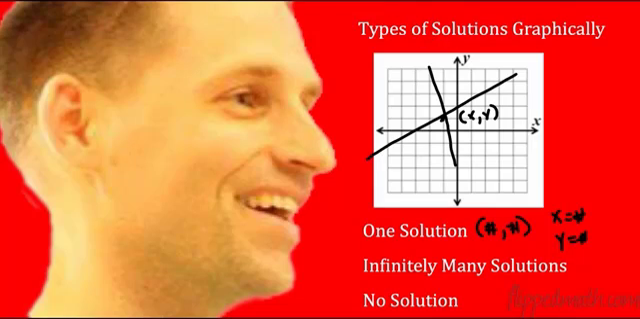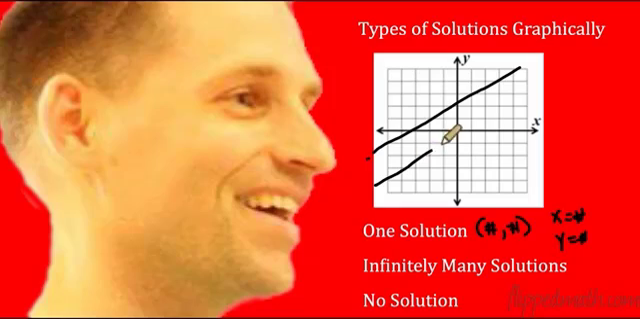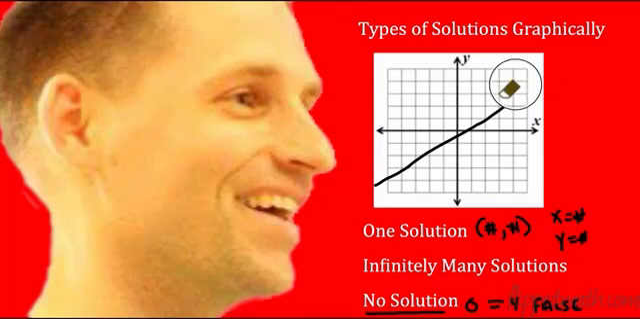We could also have a situation where we have parallel lines. So maybe we have a line like this, and we have a line like this. Now those lines are never going to intersect. And since they never intersect, there's going to be no solution. All right? This happens when you get down to it and you get a false statement. Maybe 0 equals 4. That is false. And when you get something that is false when you're solving, that means there's going to be no solution.